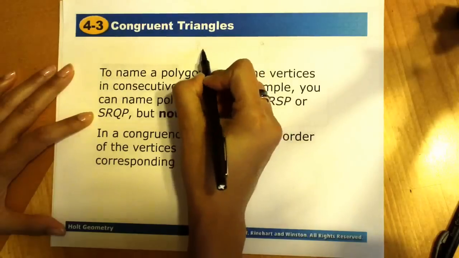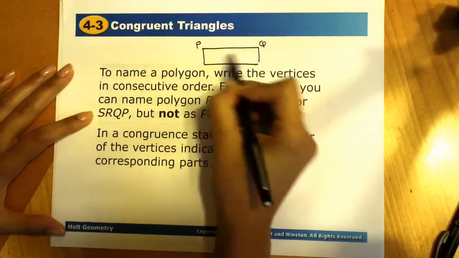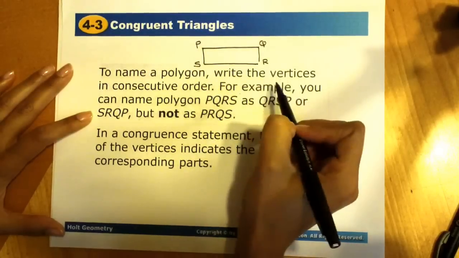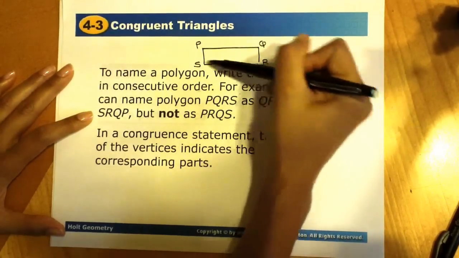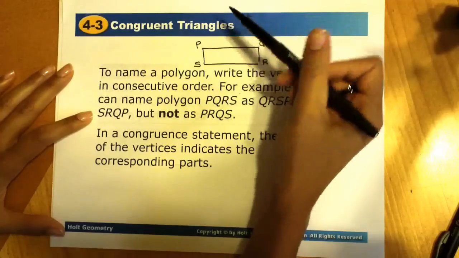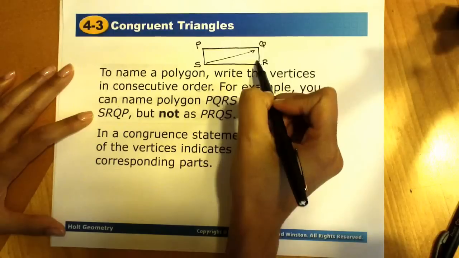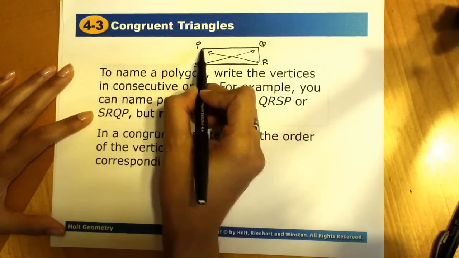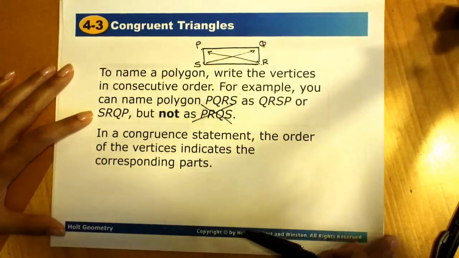Now if I'm going to name a polygon, I need to make sure that I go in order looking at consecutive points. So if I have polygon PQRS, I can start with any letter that I want. If I start with Q, I'm just going to have to go in order from points that are consecutive. So QRSP, RSPQ, PQRS. I just can't go at a diagonal. So if I start at S, I can't jump to Q and then do R and then P. So PRQS, do you see how I jump across at the diagonal? This is not going to work.